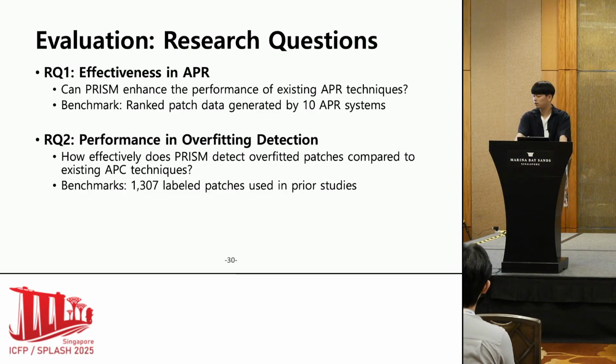Now let's move on to our evaluation. In this presentation, I focus on 2 main experiments. First, we evaluate the performance of Prism when it is combined with real APR systems. To see whether Prism can improve the APR's performance, we use the generated patch data from 10 APR systems. Second, we evaluate the overfitting detection performance of Prism. This experiment was conducted on a labeled data set from previous studies.